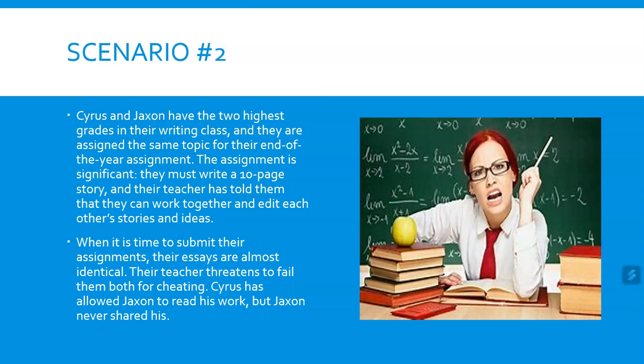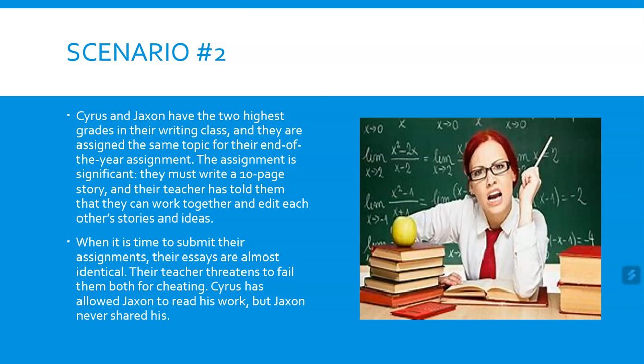Cyrus and Jackson have the 2 highest grades in their writing class, and they are assigned the same topic for their end of the year assignment. The assignment is significant. They must write a 10-page story, and their teacher has told them that they can work together and edit each other's stories and ideas. Now, when it's time to submit their assignments, their essays are almost identical. Now, their teacher threatens to fail them both for cheating. Cyrus has allowed Jackson to read his work, but Jackson never shared his.